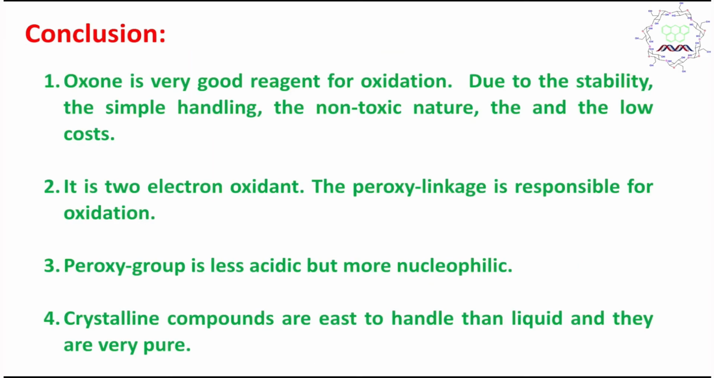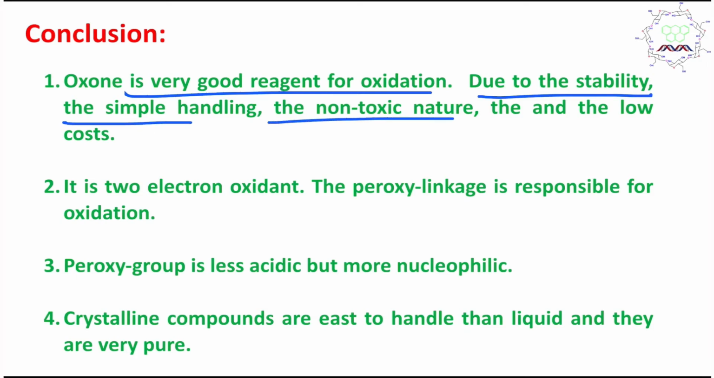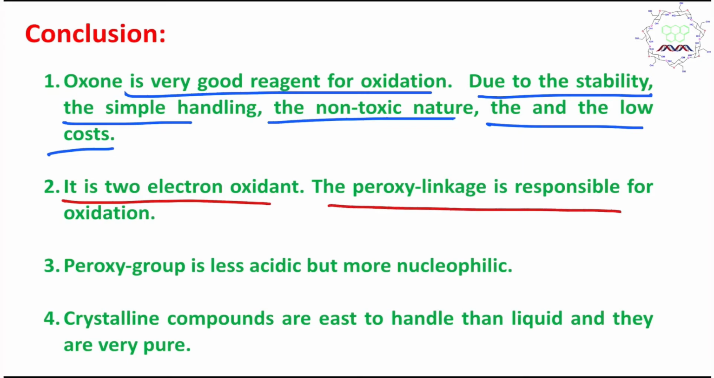Now in conclusion, what you have learned today: Oxone is a very good reagent for oxidation due to its stability, simple handling, non-toxic nature and low cost. It is a highly preferred reagent for chemists, and it is responsible for 2-unit oxidation, meaning it takes 2 electrons. In this case the peroxy linkage is responsible, and this peroxy group is less acidic but more nucleophilic.